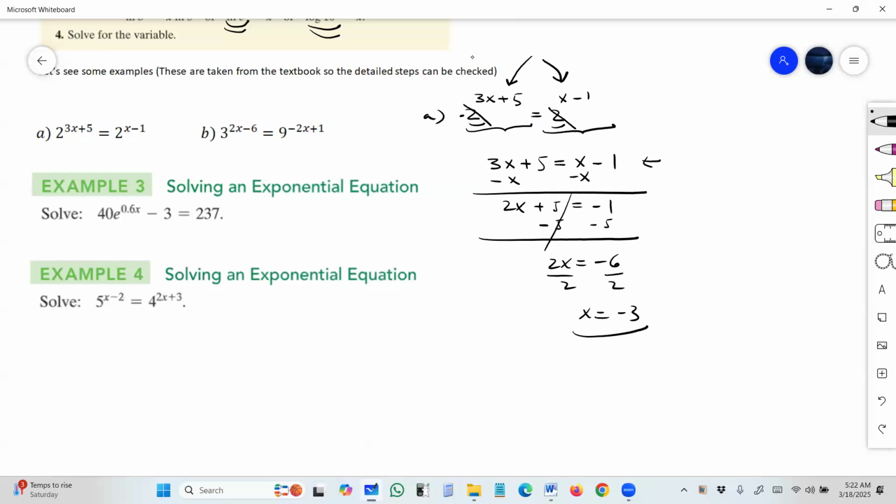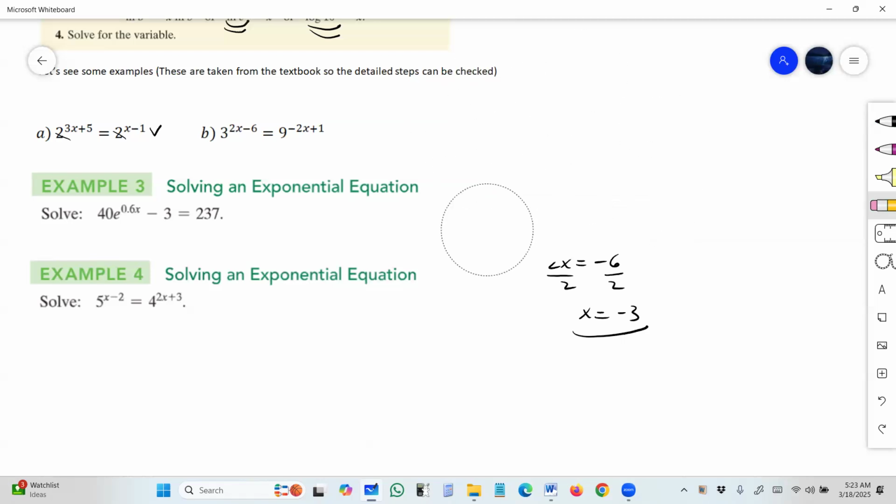Okay? So if the bases are the same, just cancel the bases, due to taking the log of that base of both sides and simplifying using log properties. So that's fairly easy. All right, so this is the first type. Second type.